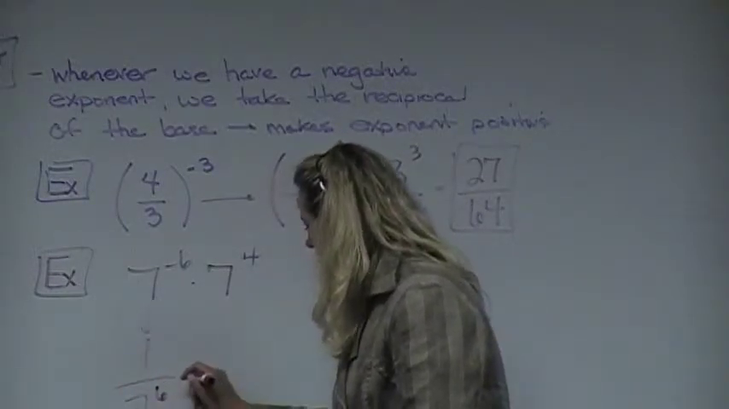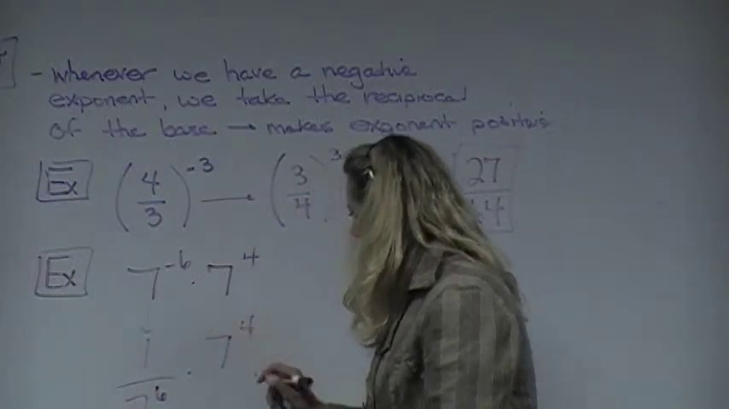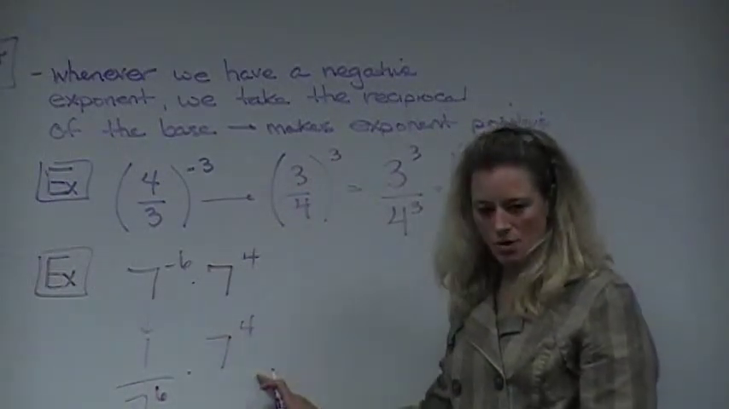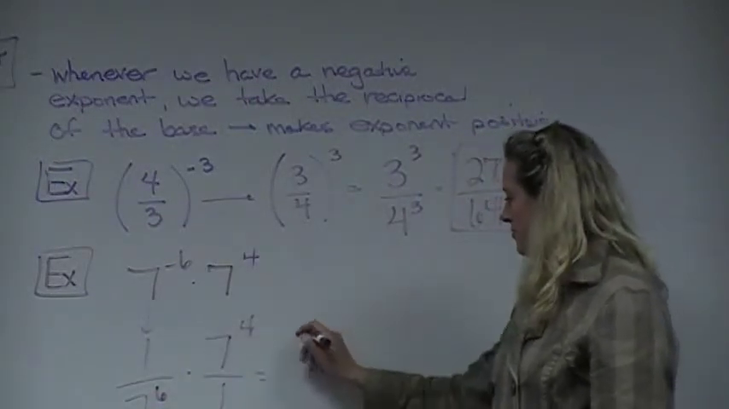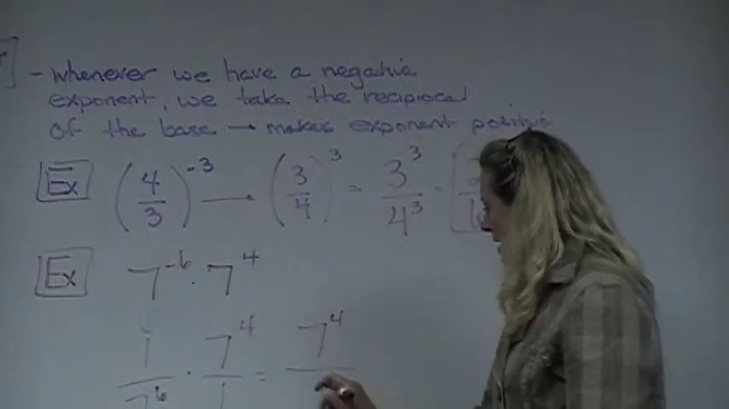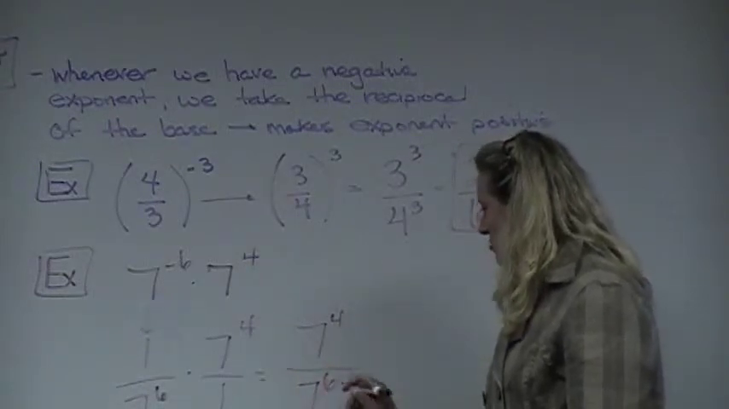6. And then he's going to times this by 7 to the 4th, and then what was this 7 to the 4th going to be written over? Over 1. Over a 1, yeah, and then what is this top going to be? 7 to the 4th. The bottom is going to be? 7 to the 6th. But we ran into another problem.